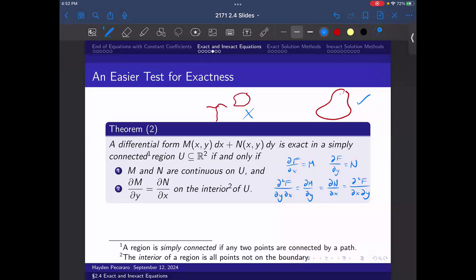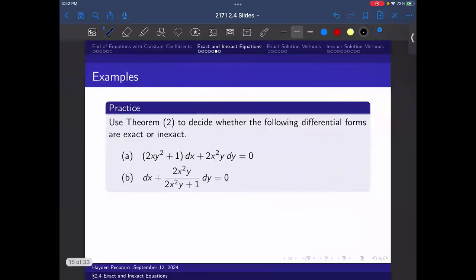So how does this work in practice? Do we have any quick questions? We haven't started doing anything big yet. Practice. See if you can use theorem 2 to decide whether the following differential forms are exact or inexact. And I did not want a 0 there. So just check if the forms are exact or inexact.